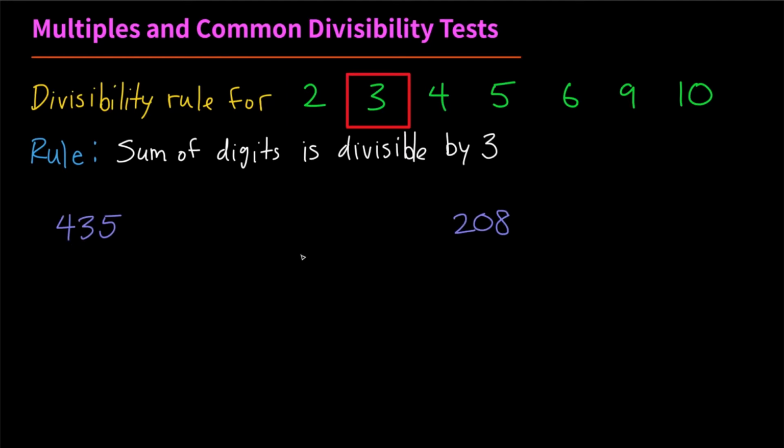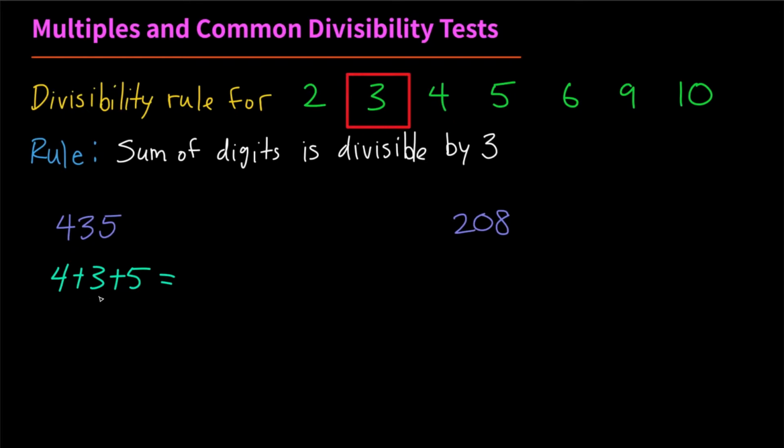Our second divisibility rule is for the number 3. This one's a little interesting. The rule is the sum of the digits is divisible by 3. Our first example, we have 435. We want to know if this is divisible by 3. What we're going to do is add each of these digits together. We add 4 plus 3 plus 5, and find out what this is.